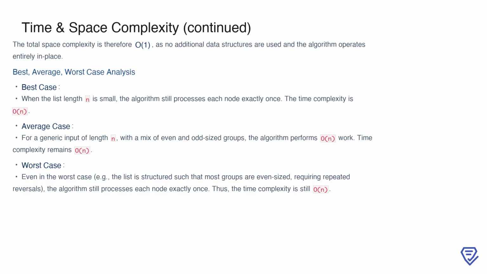Now let's analyze the algorithm across different scenarios. In the best case, when the linked list is very small, the algorithm still processes each node exactly once, leading to a time complexity of O(n). For the average case, with a typical input of length n containing a mix of even and odd-sized groups, the algorithm again performs O(n) work. Finally, in the worst-case scenario, where most groups are even-sized and require repeated reversals, the algorithm still processes each node only once. This means the time complexity remains O(n), even in the worst case.